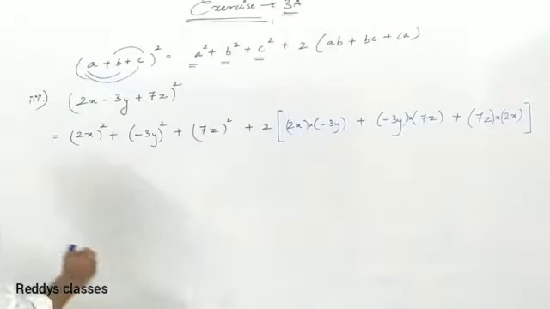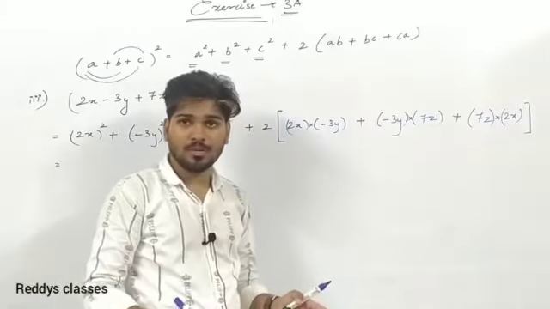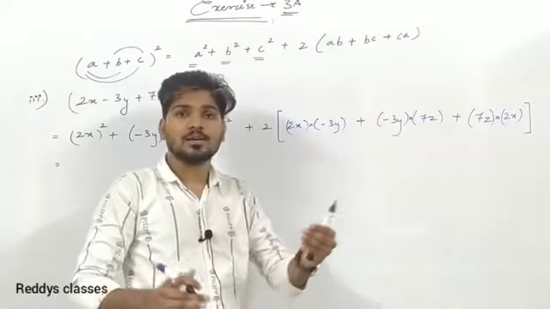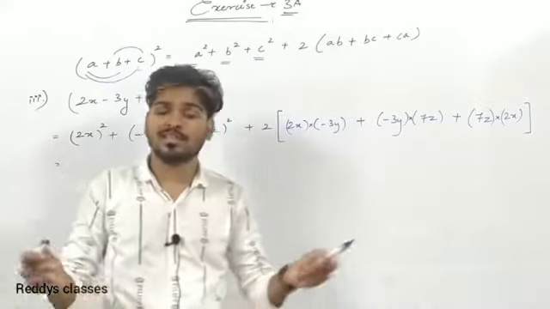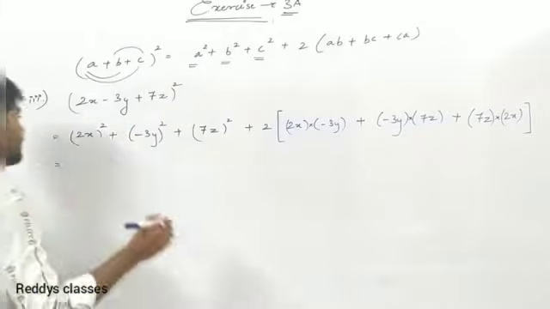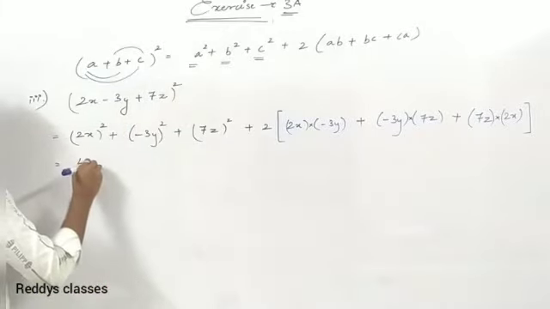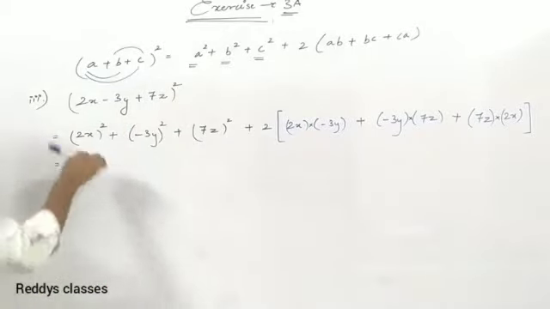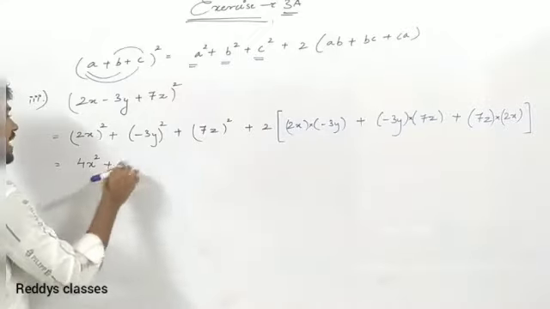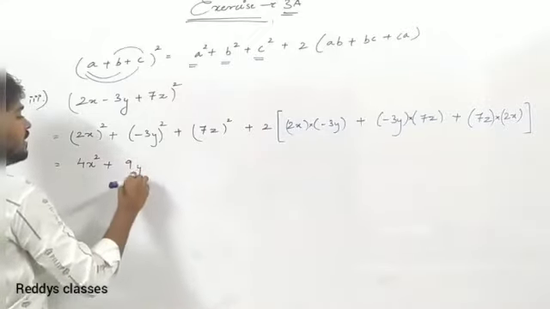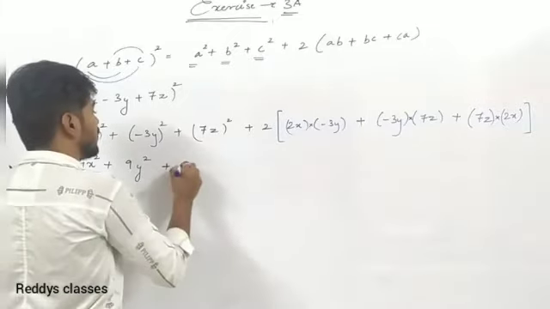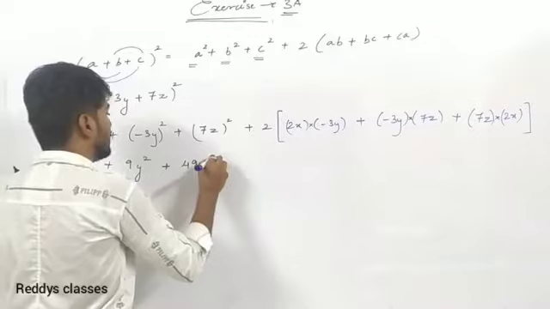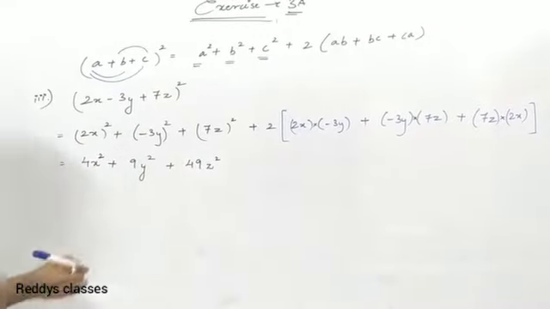So let us solve. Any square of a negative number is positive. Square of a negative number is positive. Minus 3 square is 9, positive 9. Minus 4 square is 16, positive 16. Okay, see. 2x square is what? 4x square. 2 square is 4, x square is x square, plus negative 3 square is 9, plus 7 square, 49z square. That's it. We get some values here.